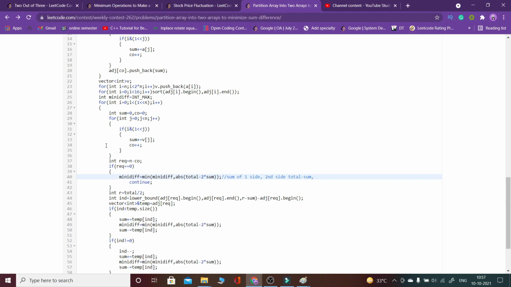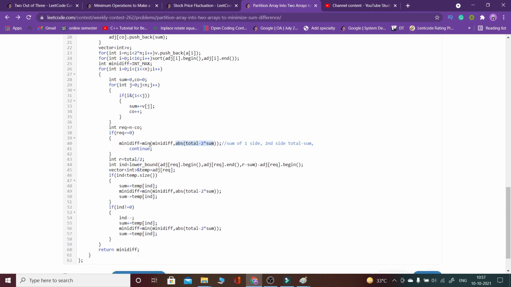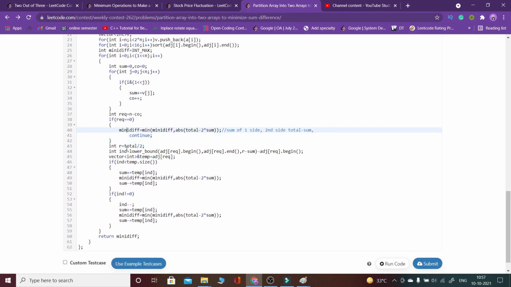If you agree, you can write it and see for yourself. So what we have to do is minimum of mini difference, comma, abs, because 2 into sum can exceed total. So we have to take that modulo. So I have taken that modulo. Okay, so now let's see what if required is not equal to 0. If it is 0, then we have handled the case. If it's not 0, then see what I have done. In order to optimize also, we would see what I have done.